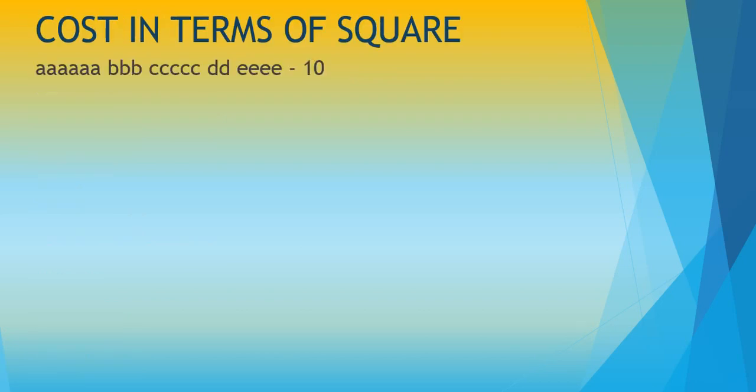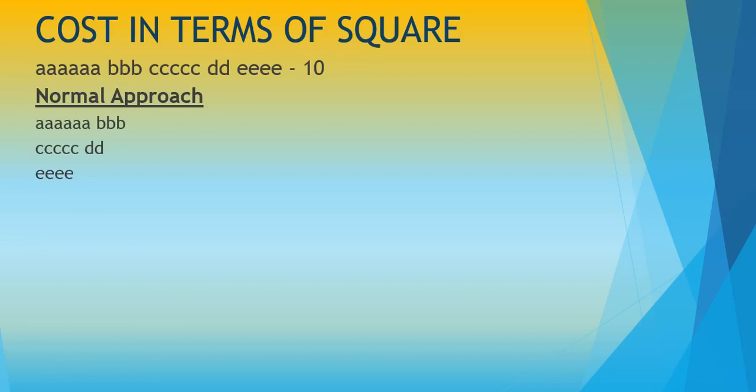So cost in terms of square, we have the same arrangement. Then here's the normal approach like we discussed in the previous slide. The cost is going to come out as 40. So 0 was the number of remaining spaces from line 1. 2 was the number of remaining spaces from line 2. So the square of 2 is 4. And 6 is the number of remaining spaces from line 3. The square of 6 is 36. The sum of the squares of these numbers is going to come out as 40.